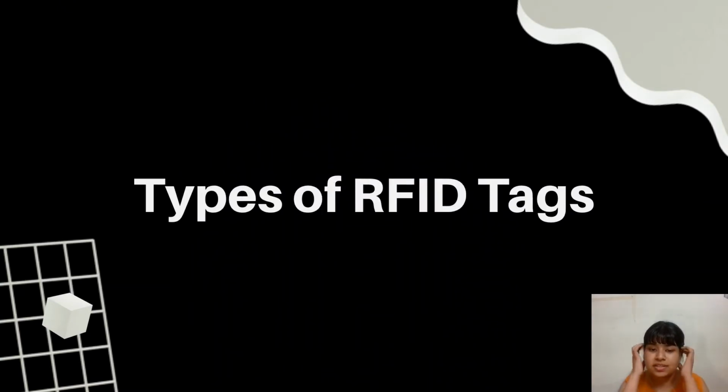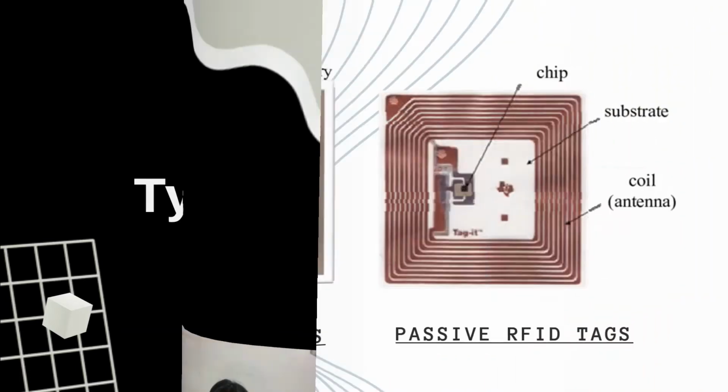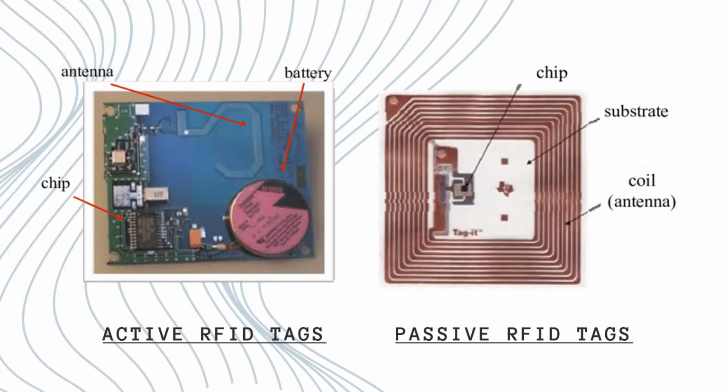Now let's see what are the various types of RFID tags. Mainly, there are two types of RFID tags, active RFID tag and passive RFID tag. On the current screen, we can see the two types of RFID tag circuits. On the left hand side, it is active RFID tag. We can see why it is active because it has its own battery. On the right hand side, it is passive RFID tag. This is because it does not have its own battery.